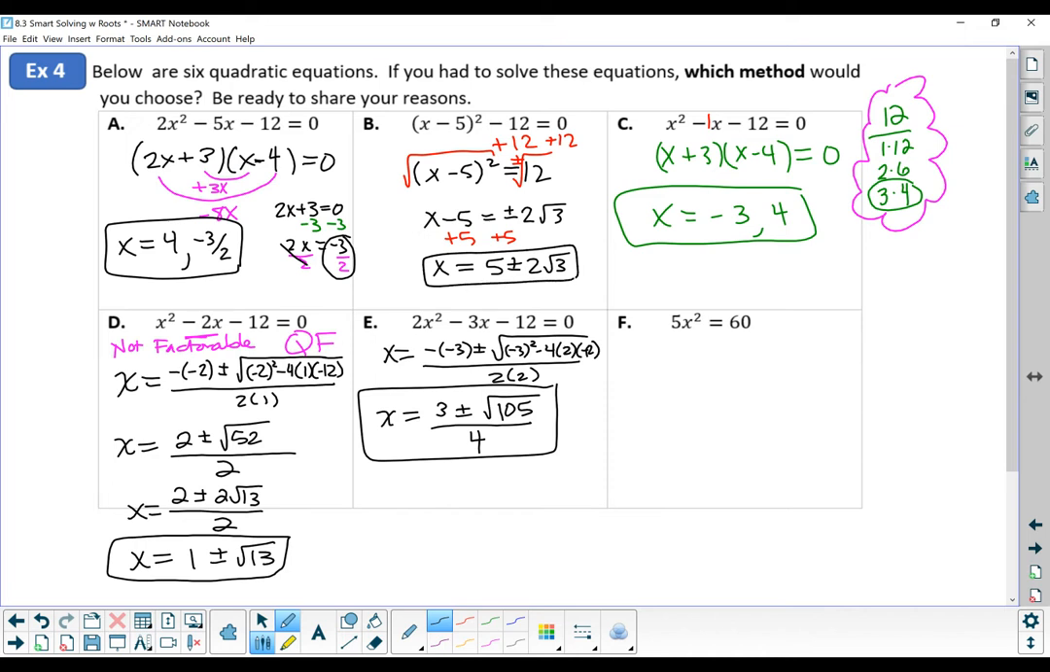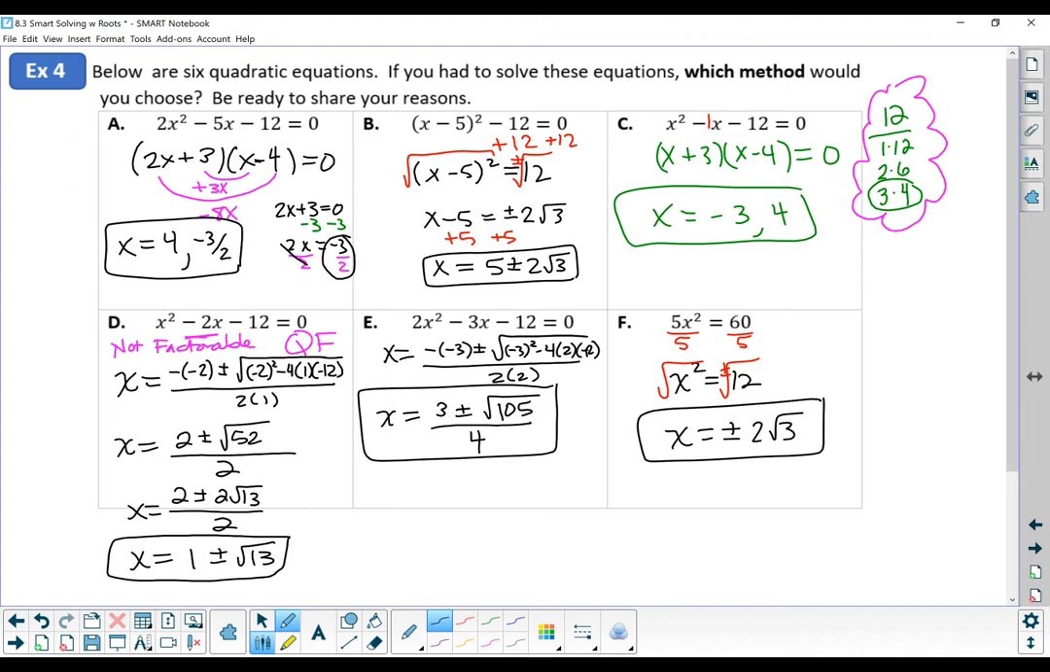And on F, we can also apply the square root method. We want to isolate the square, so we want to start by dividing by 5. So we get x squared is equal to 12, and then we can apply our square root to get x equals plus or minus 2 root 3.